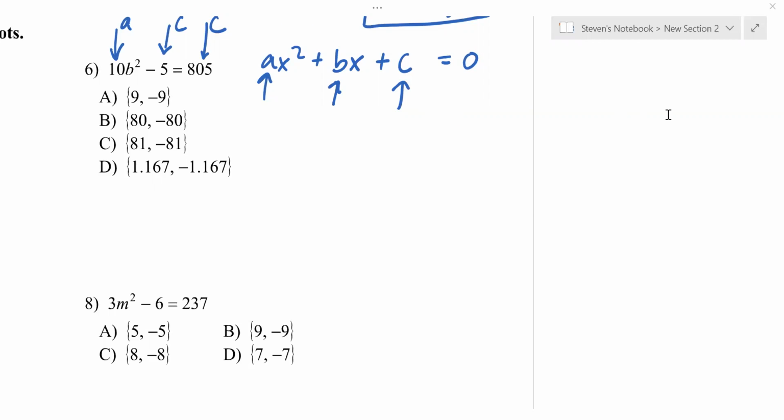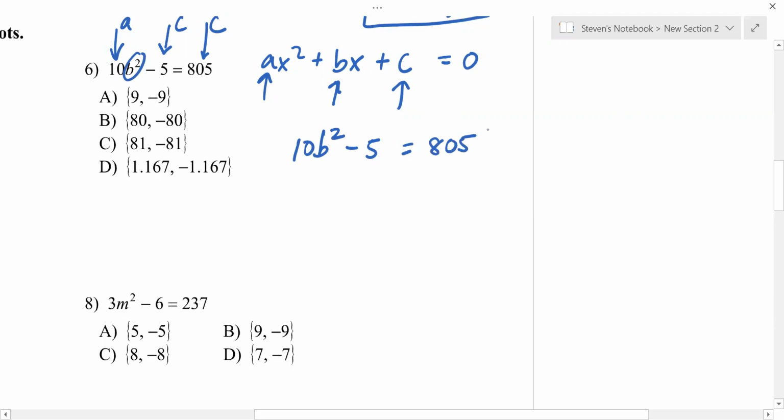All right, so you can see we're missing a b term is what I was saying. So when we're missing a b term, you can easily solve the quadratic by just getting b squared by itself, right? So I have this equation, 10b squared minus 5 equals 805. We're missing a b term. So I'm just going to do the opposite here. I'm going to add 5 to both sides. And now I have 10b squared equals 810 if I add those together.